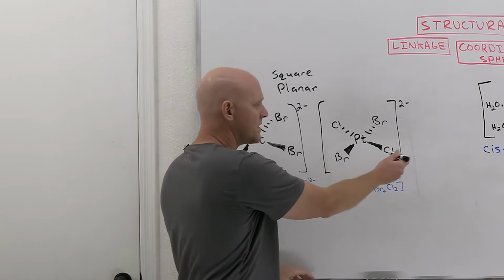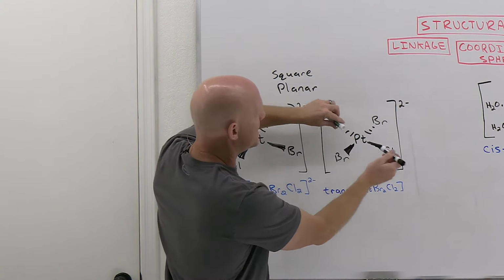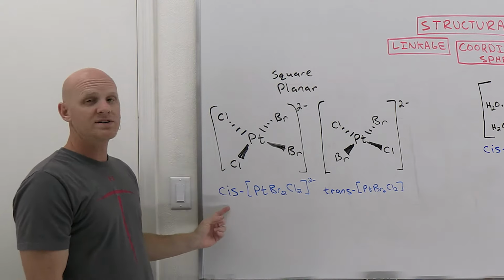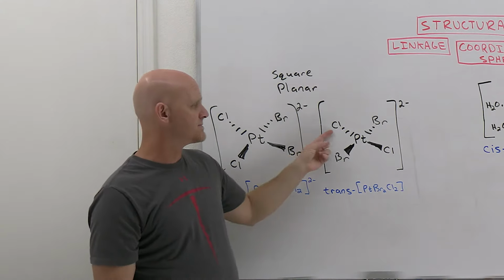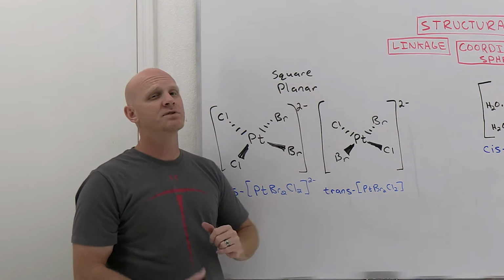But in the next one, these would be exactly 180 degrees apart. This chlorine would be coming out of the board and off to the right. This one would be going into the board and off to the left, and they'd be 180 degrees apart. And so when they're 90 degrees apart, we call it cis, and when they're 180 degrees apart, we call it trans.